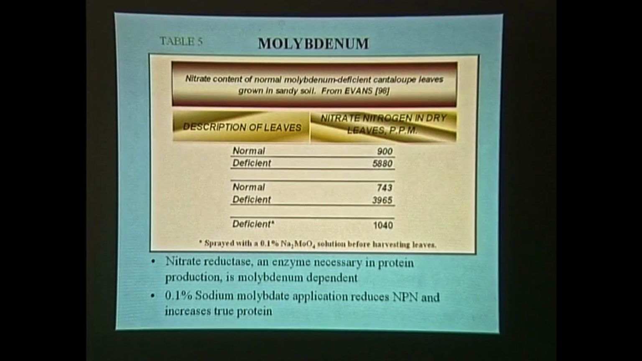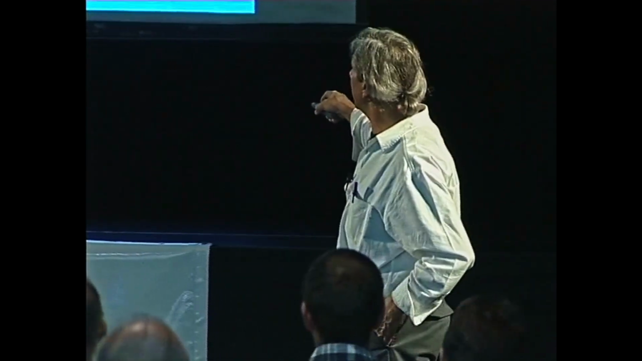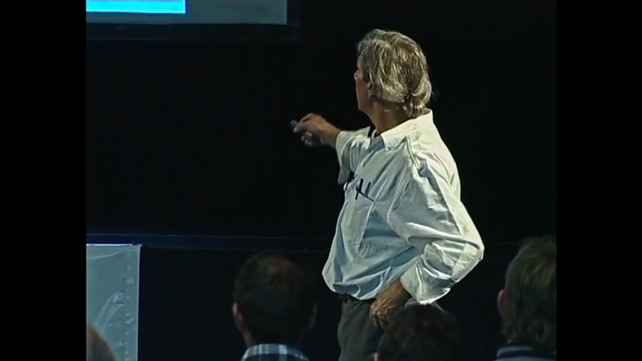Moly is another trace mineral. It's very important for making quality protein again. Why? Because it's a trace mineral associated with an enzyme. Again, all enzymes are affiliated with trace minerals. In this case, we're talking about the nitrate reductase enzyme. And what happens is nitrogen that's in that plant needs to be converted into protein. And the way that's done is with this enzyme, and the core element of this enzyme is moly.